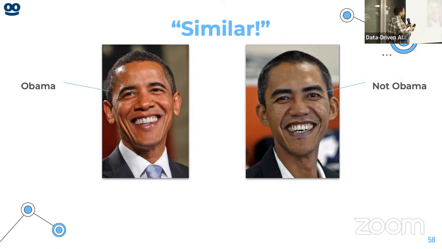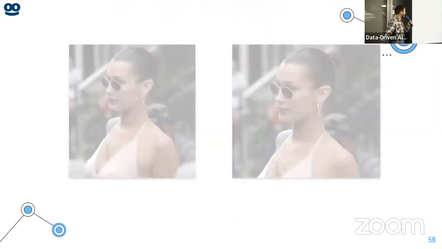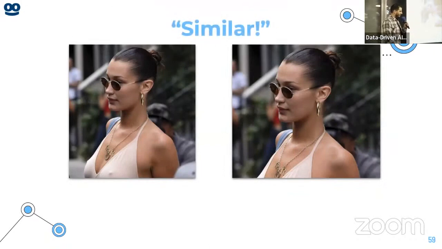So let's say someone used Barack Obama's picture and it got rejected because he's a celebrity, right? You cannot use a celebrity. And then a very similar image came along. The model said similar, and we will automatically reject it. This is not the right decision. So even though the images are similar, it's not the same person, so the decision should be different. Example number one.